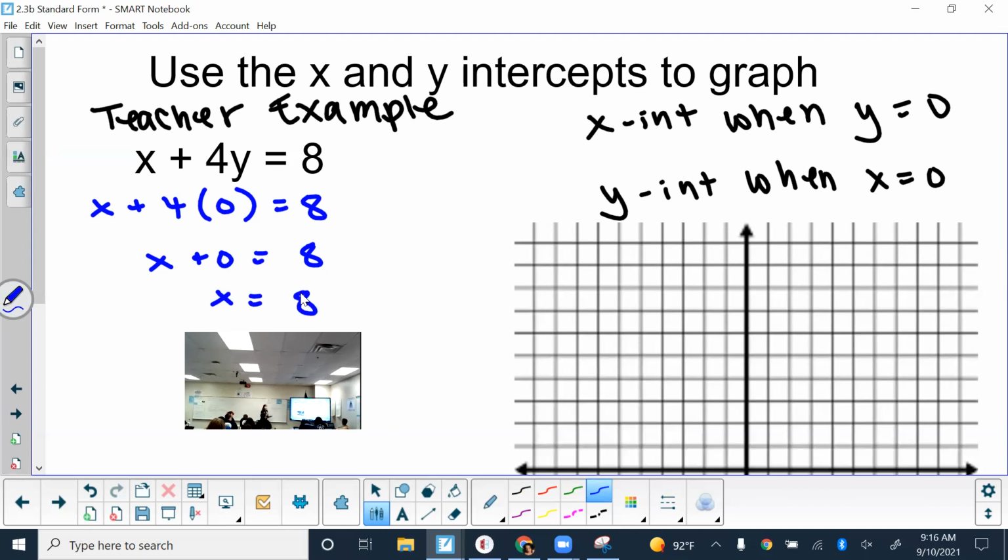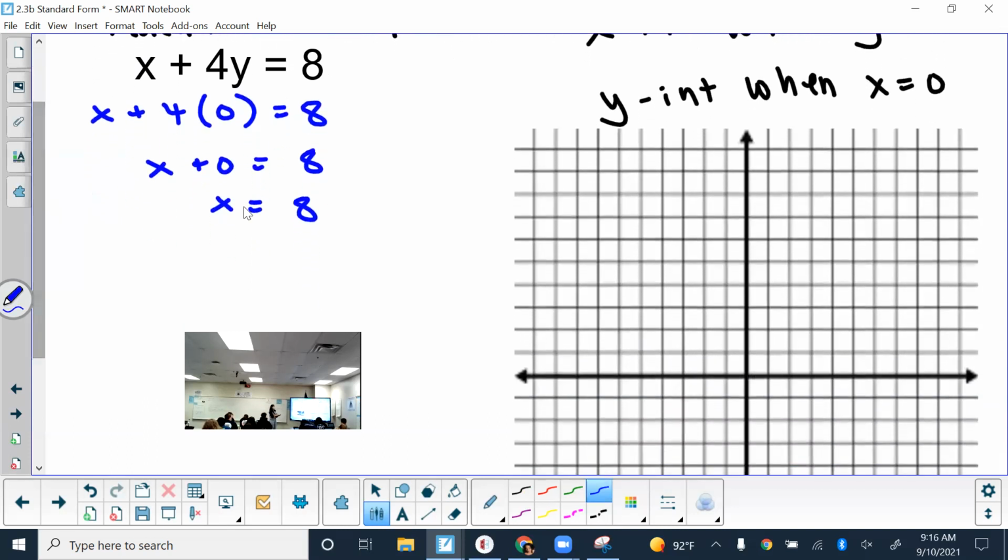Now is the x by itself? Yeah. So that means that my x-intercept is 8. So that means your x-intercept is 8. So on my x-axis, I'm going to put a point where there's the 8. So that's 1, 2, 3, 4, 5, 6, 7, 8. All right. Now find the y-intercept and think to your definition.